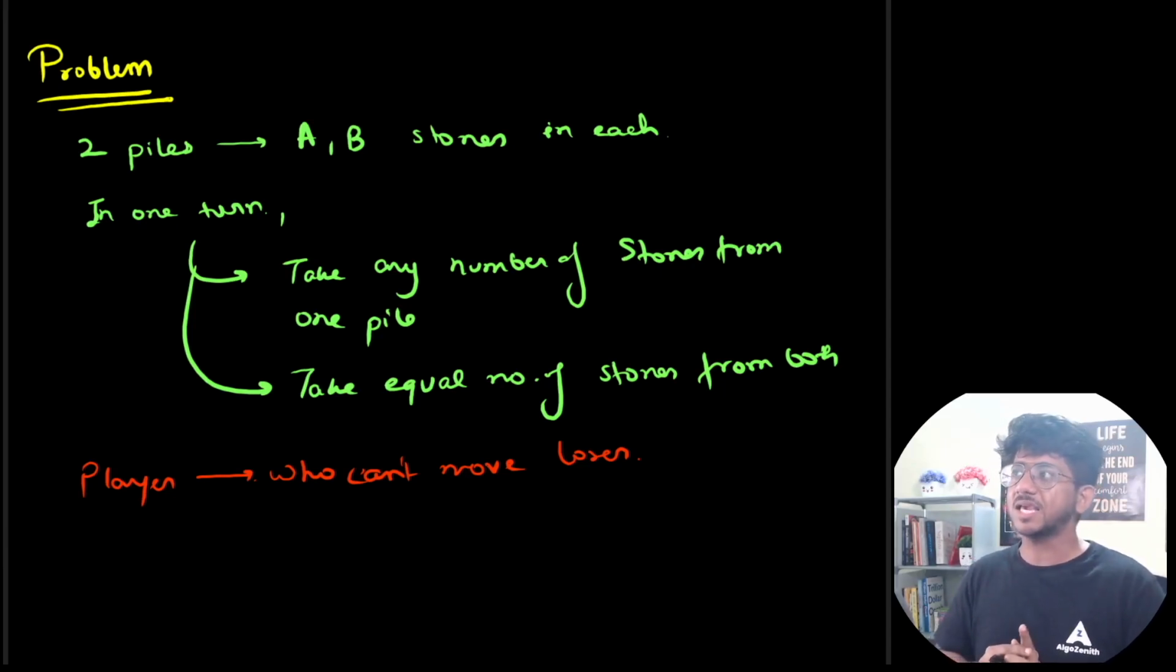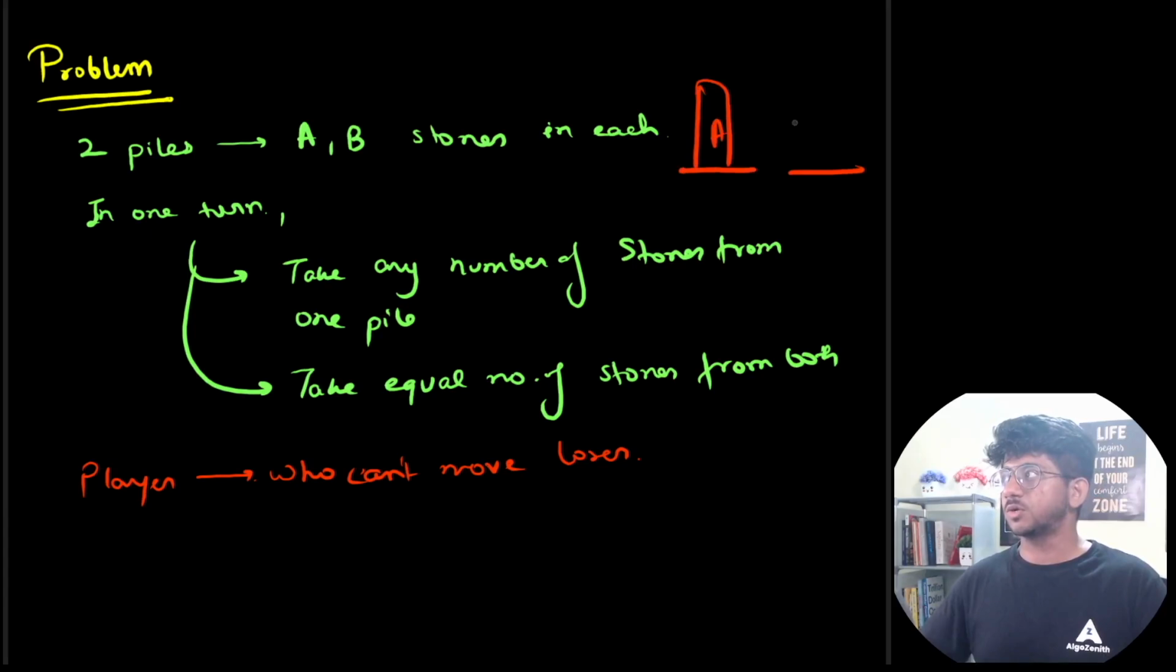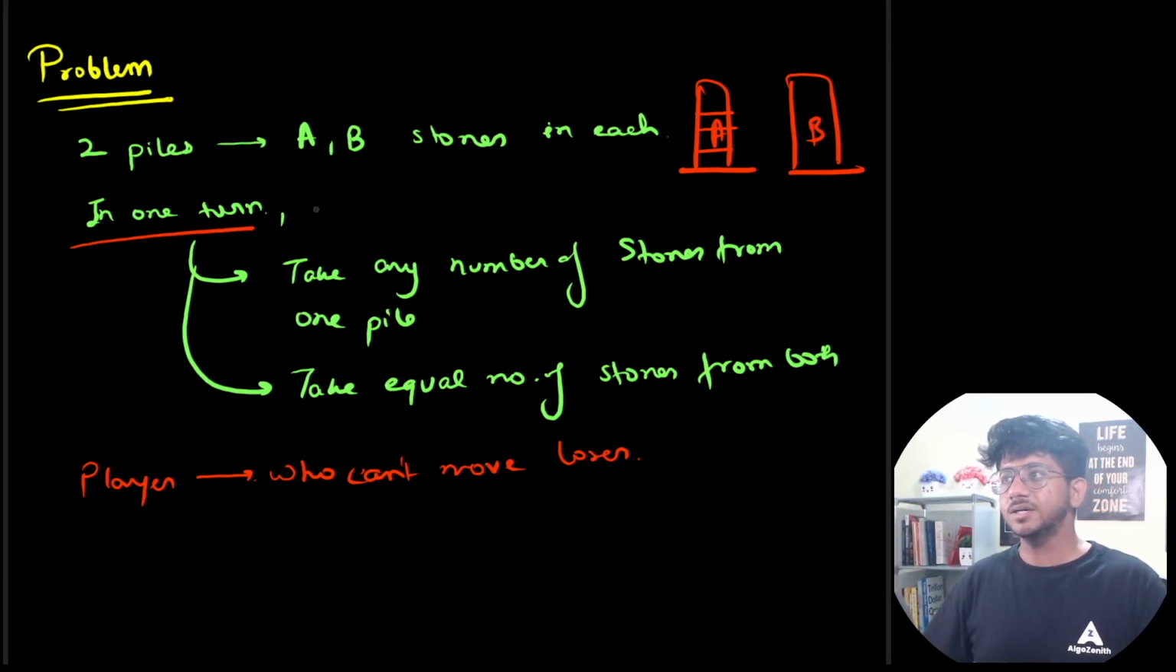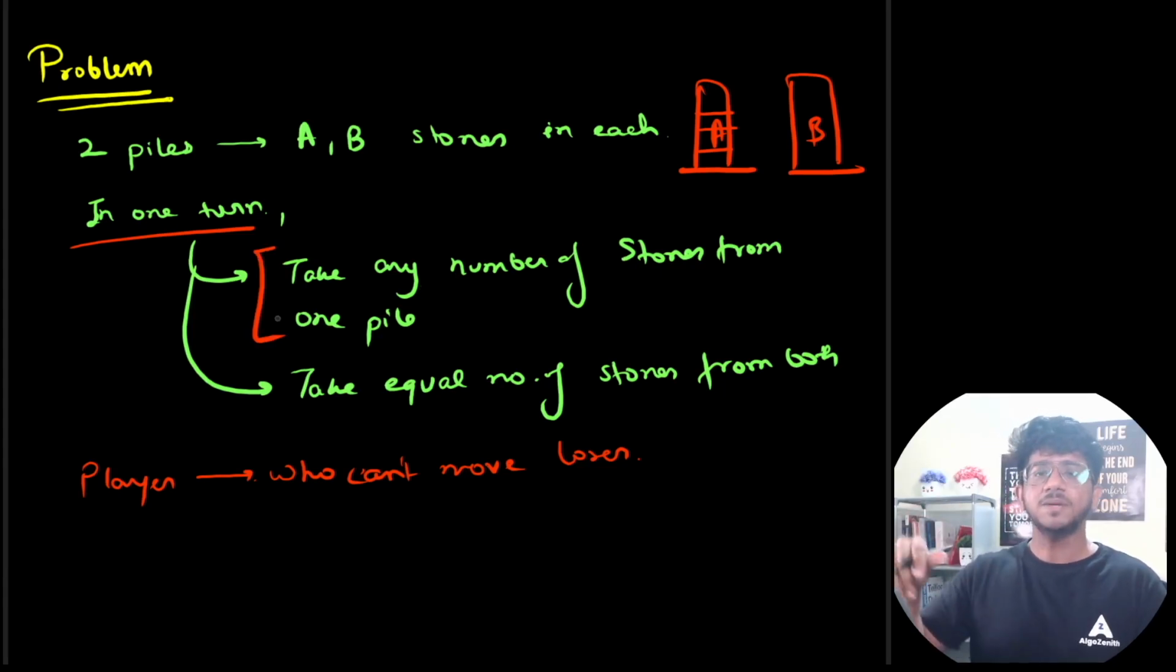There are two piles, A and B, with A and B stones in each. Okay. So there are two piles. There are A stones in one, there are B stones in the other. There are two players who are taking turns and playing the game. In one turn, any player whose move it is can take any number of stones from one pile, or he can take an equal number of stones from both the piles.